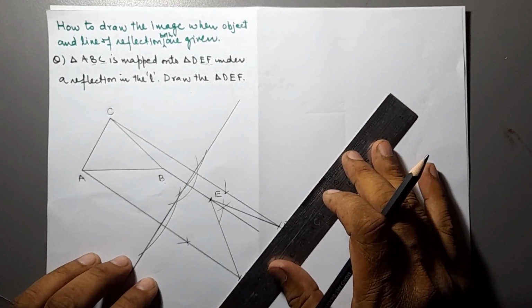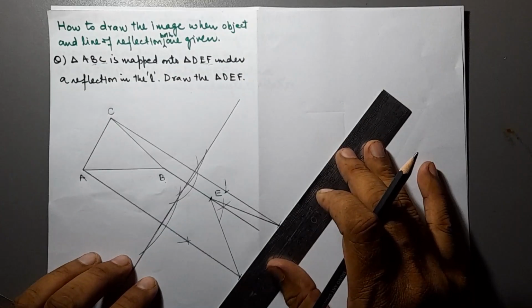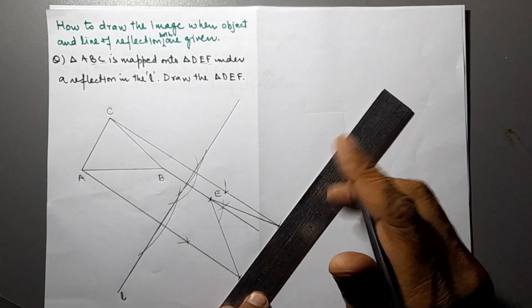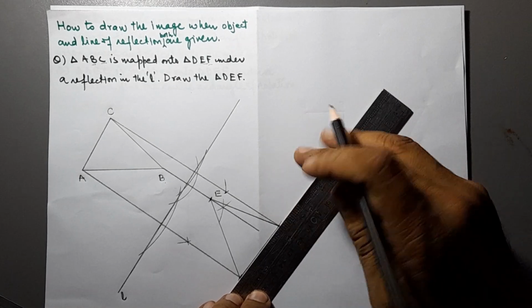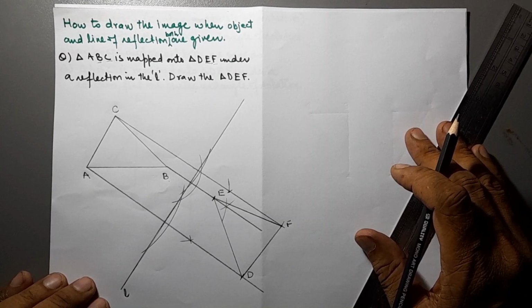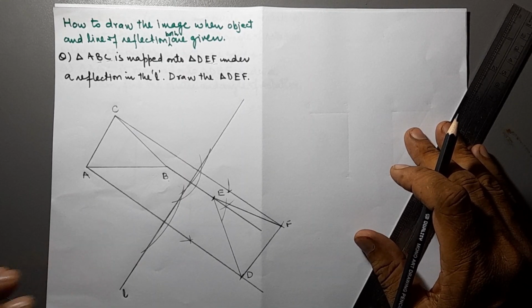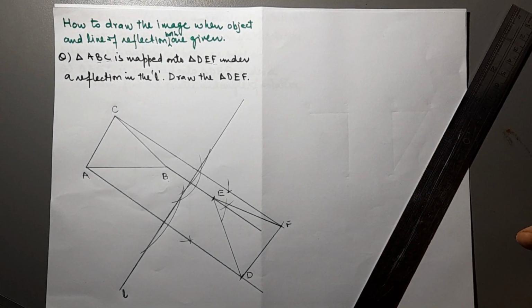The method of drawing the image is, first of all, we will draw a perpendicular from the object to the line of reflection, and then we will measure the distance from the object to the line of reflection and mark the same point on the perpendicular from the line of reflection at the same distance from the line of reflection. Now in this way we can draw the image under reflection.